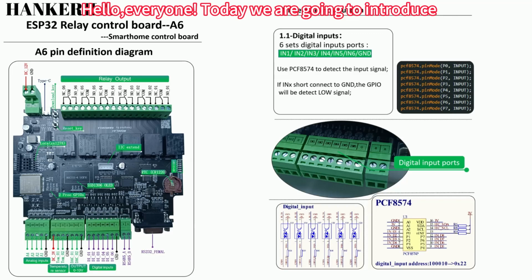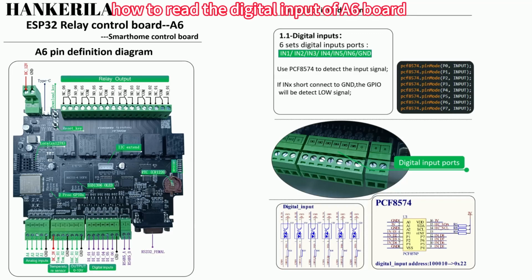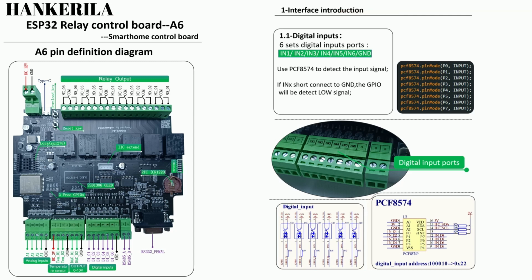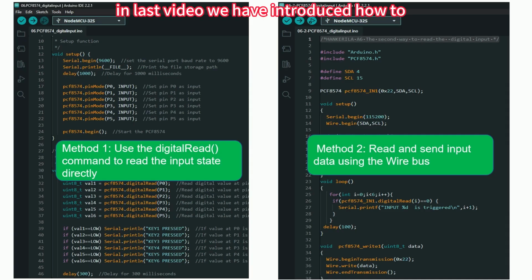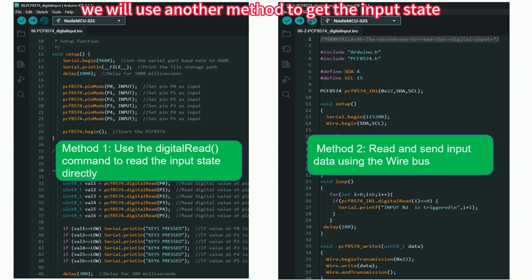Everyone. Today we are going to introduce how to read the digital input of A6 board. A6 board has 6 digital input ports. In the last video, we introduced how to read the input state. We use the digital read function to get the state. In this video, we will use another method to get the input state.